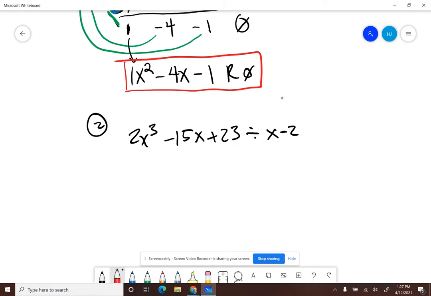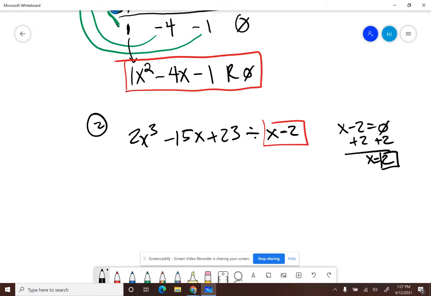So again, the first thing we need to do is look at what we're dividing by, which is x minus 2. So I'm going to take x minus 2 and set it equal to 0, which means I'm going to add 2 to both sides, so x equals 2. 2 is the number that needs to go in my little box. So I'm going to make my little box right here and put a 2.